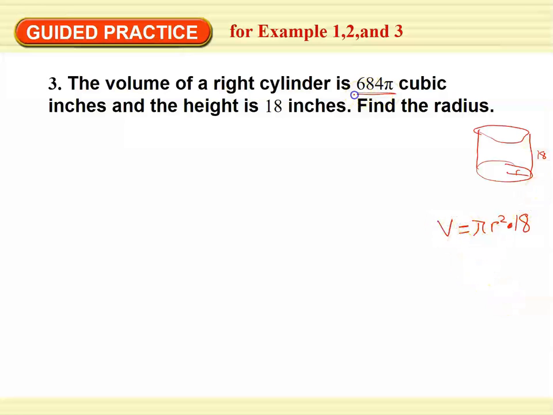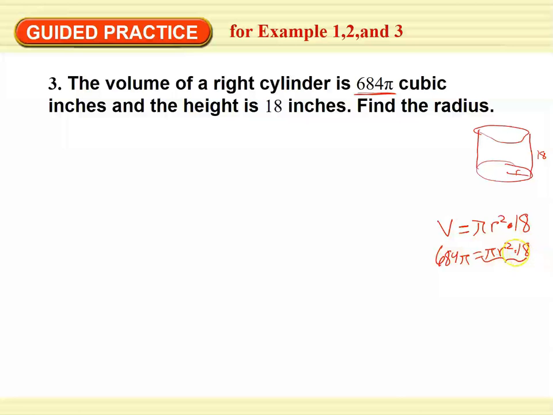So since I'm told that the volume is 684 pi cubic inches, I'm going to say 684 pi equals pi r squared times 18. And I need to try and get the r by itself. So this is all one term. So there's no other term that I need to subtract over to the other side. This is all one term because there's no adding, subtracting.